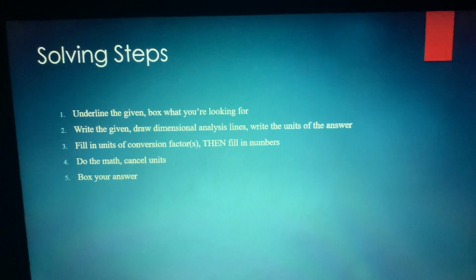Solving steps, of course, are: underline the given, box what you're looking for, then write the given, draw dimensional analysis lines, and write the units of the answer. Then you fill in the units of the conversion factors. Then you put in the numbers. Do the math, cancel the units, write, and box your answer.